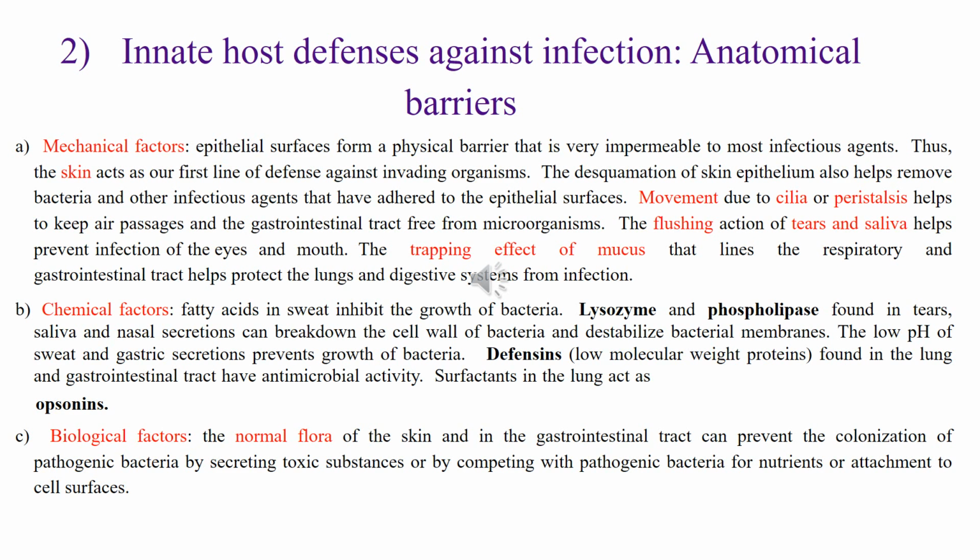Now we will start with the immune system, beginning with the innate defenses against infection. It will be differentiated into different categories. One of them is the mechanical or anatomical barrier. The anatomical barrier will be classified into mechanical factors, chemical factors, and biological factors.